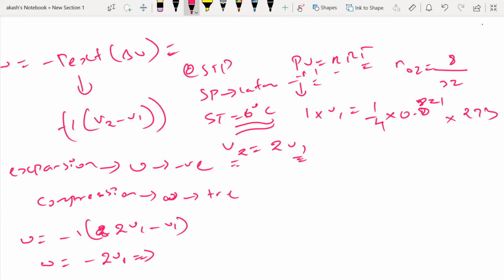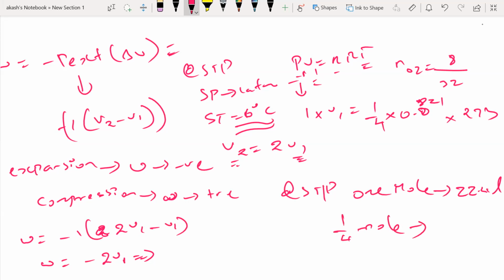Sir, at STP it will be 22.4 liters, right? Exactly. So people, at STP I know 1 mole of any gas will have a volume of 22.4 liters. But how many moles do I have? I have only 1/4 moles. So can I tell this will be 1/4 of this? That is going to be basically 5.6 liters. That would have been the volume. If you calculate this, you'll get the exact volume like that only.